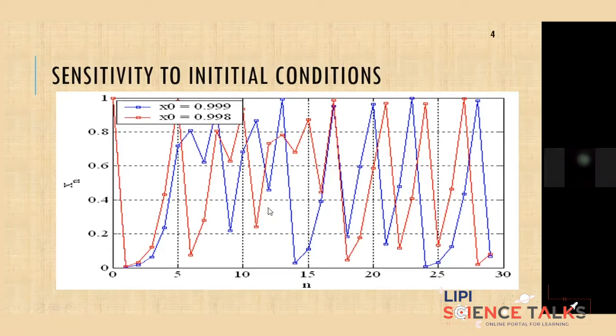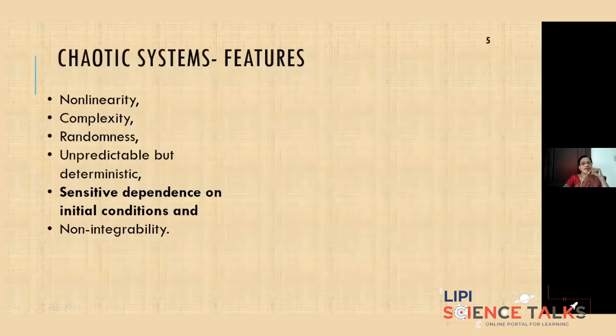Now, what are the features of chaotic systems? Non-linearity. All these are features: complexity, randomness, unpredictability, but you can find out. Non-integrable. All these are features of chaotic systems.